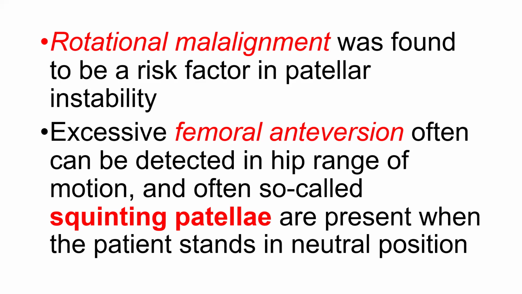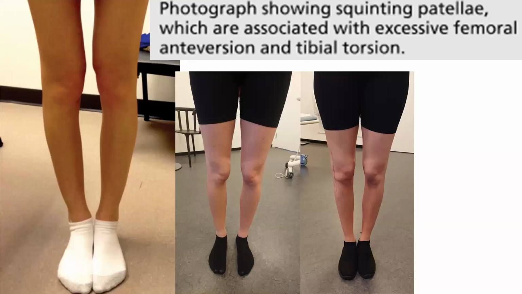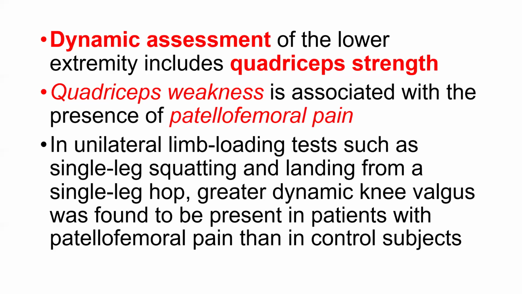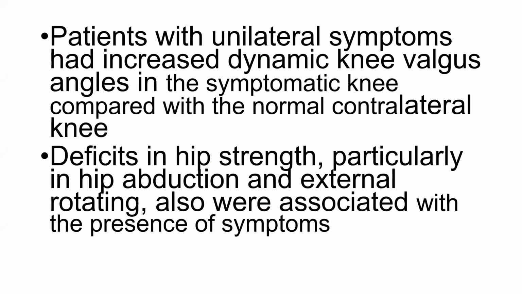And the way you diagnose this is by looking at the patient standing. You see that the patient's knees are squinting. This patient has femoral anteversion in association with recurrent dislocation of the patella. You can see it on the right-hand side in the middle figure. There is squinting of the patella. So you have to also look at the quadriceps strength. This predisposes the patient also.